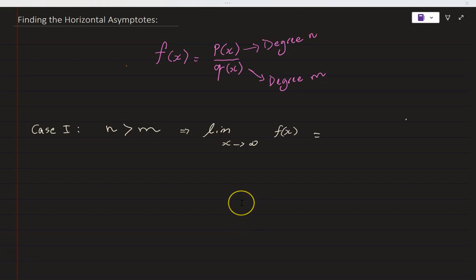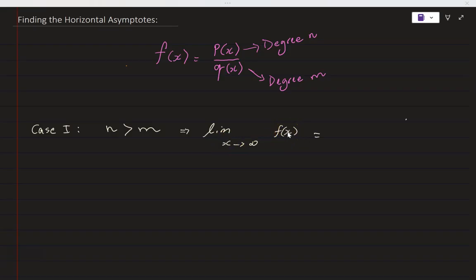So in this lesson, I'm going to walk you through finding the horizontal asymptotes of different functions using a definition of limit that helps us to find horizontal asymptotes. And what we're going to do is use the limit as x approaches infinity of the function.